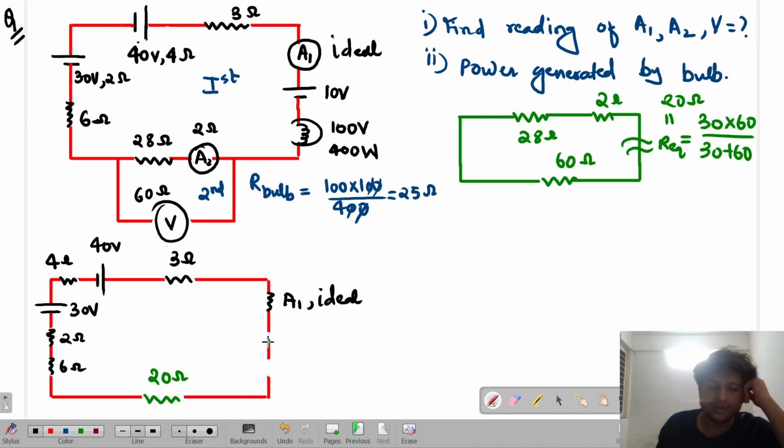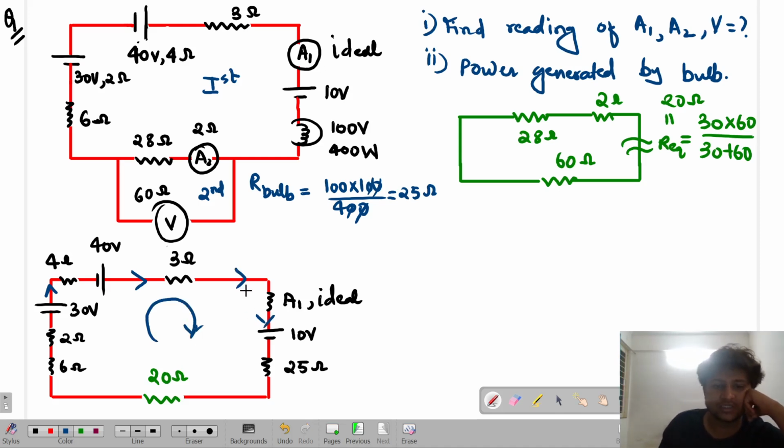Yeah. A1 ideal I'll write. And this is 10. Bulb I have got 25 ohms, isn't it? So I got all my resistors or not? Then I can draw my circuit. Let's suppose the current was moving along this direction. I'm considering a loop this way, clockwise. So the current can be seen moving this way or not?